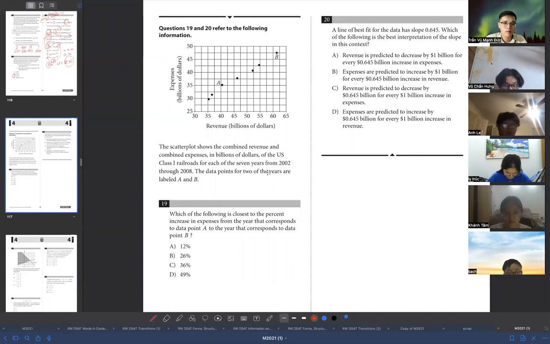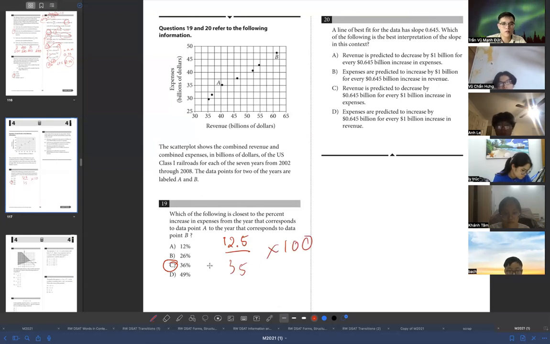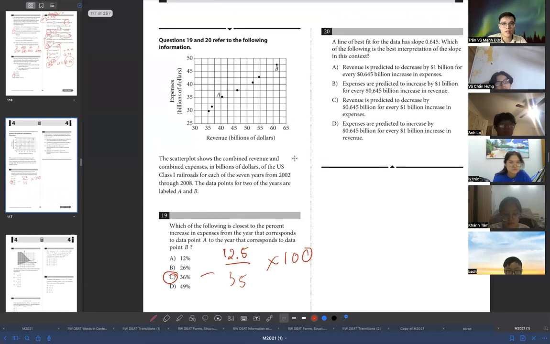It's 36%. How did you come up with C? I take 47.5 minus 35, and we get 12.5, then take that divided by 35. Okay, and times 100, you get this. Okay, very good. How about 20? Can you do 20?